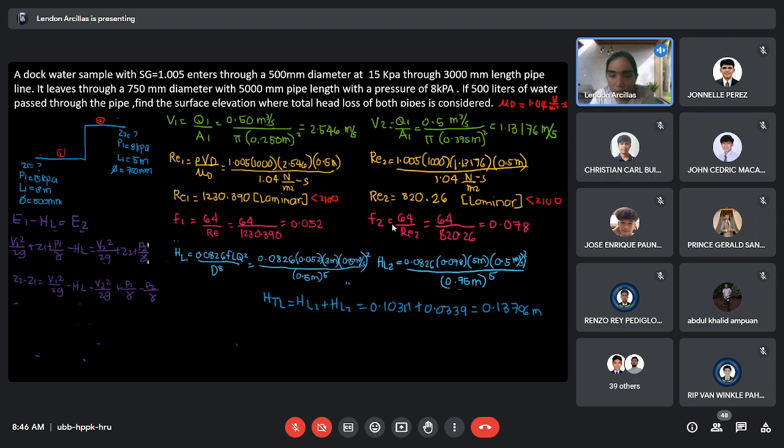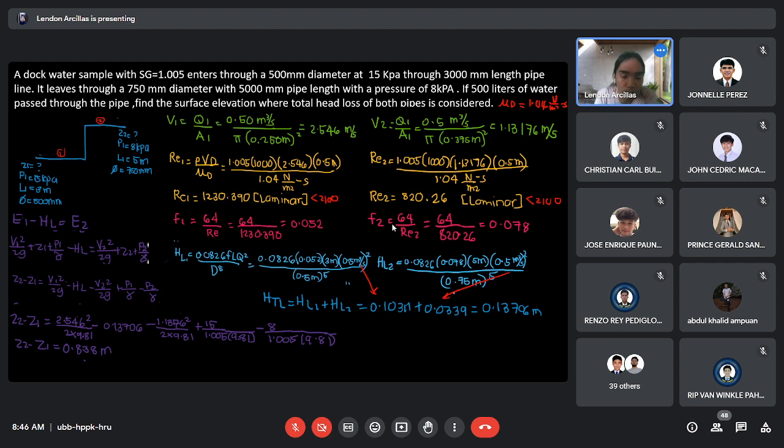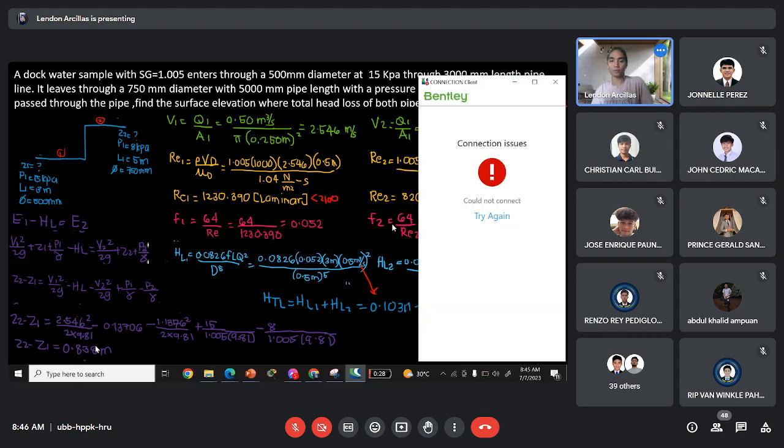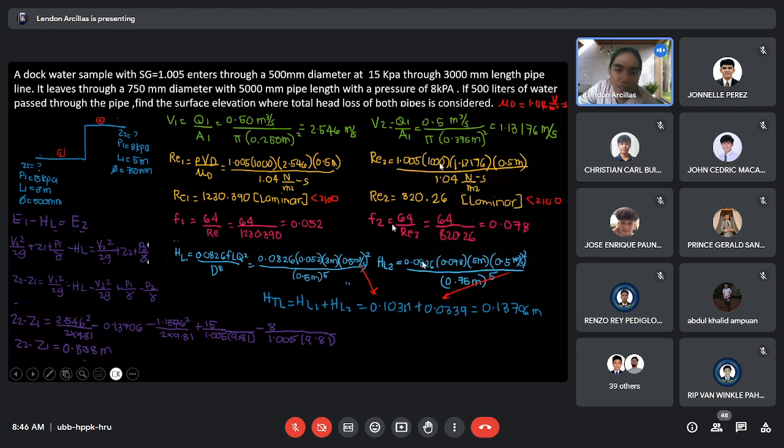Okay? So, pag na-add natin yung head loss, ito na yung isa-substitute natin dito para makuha natin yung Z sub 2 minus Z sub 1. So, you can see, sinubstitute ko lang yung mga values where head loss total is 0.13706. So, this is the value of HL sub 1 and this is the value of HL sub 2. So, you'll get the Z sub 2 minus Z sub 1. So, yun yung lahat ng lesson natin.